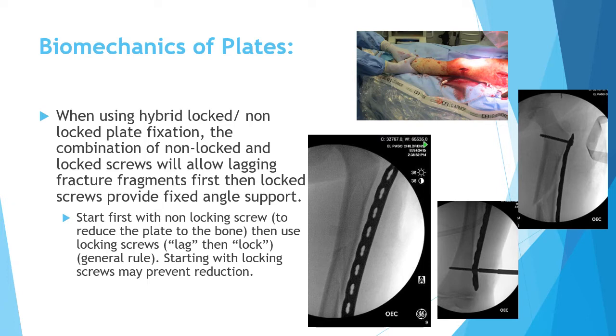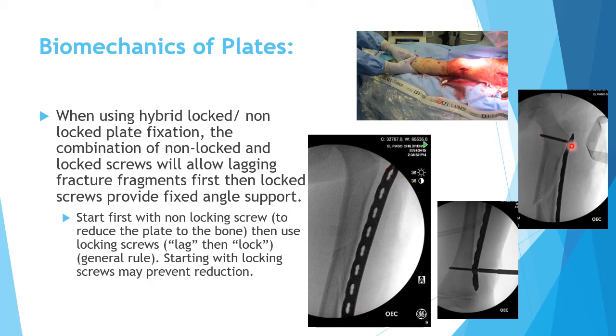You can use a combination of locking and non-locking screws. However, we start first with the regular non-locking screw, as you can see. So this is a bridging plate, the plate that we saw in the example before. It's a submuscular bridge plating in an adolescent femur. First, after we introduce the plate, there is a gap between the plate and the bone.